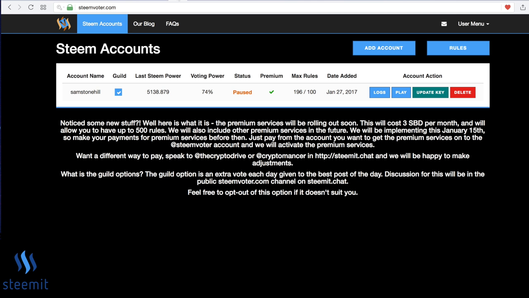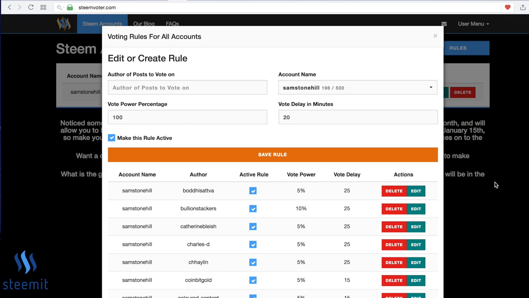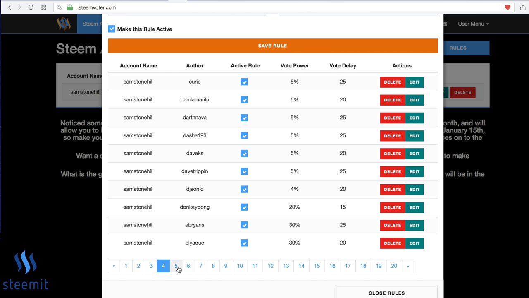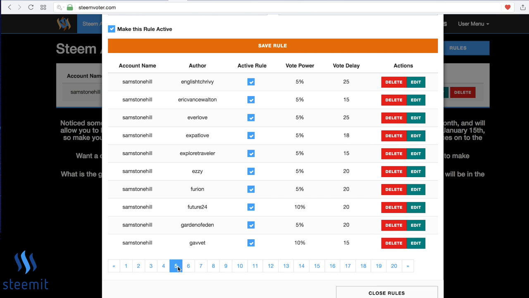So usually how many percent do you give for a daily vote to support your friend? These are all the people I vote for. These are the percentages I vote at. This is how long after they post my vote goes in. So I've got a computer to do all the voting for me. It's the easiest way after a while, trust me. So between 5 and 30%.